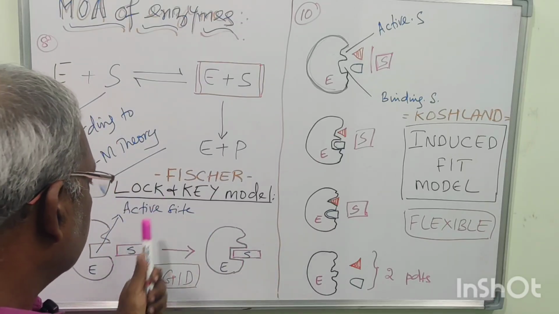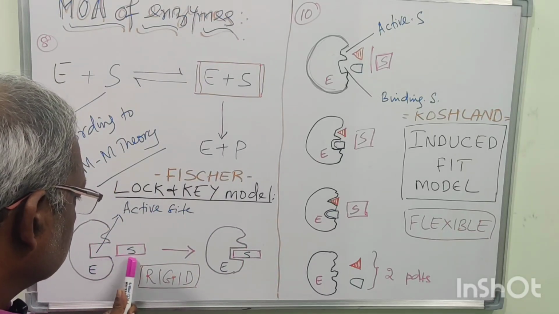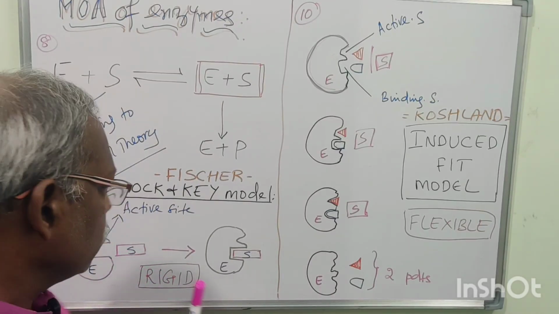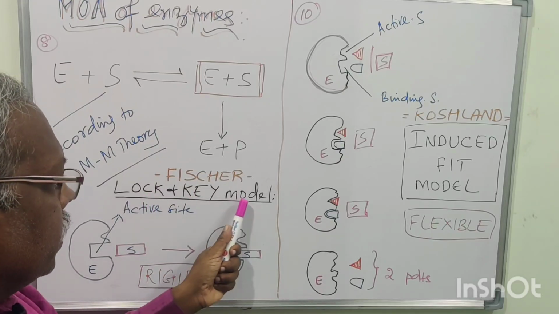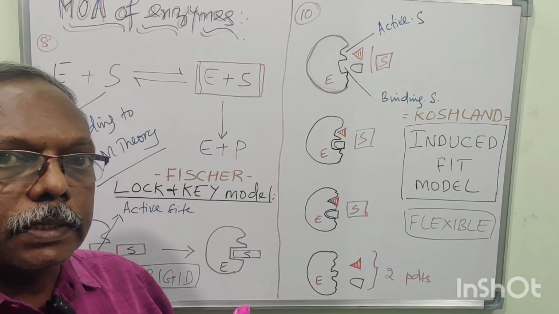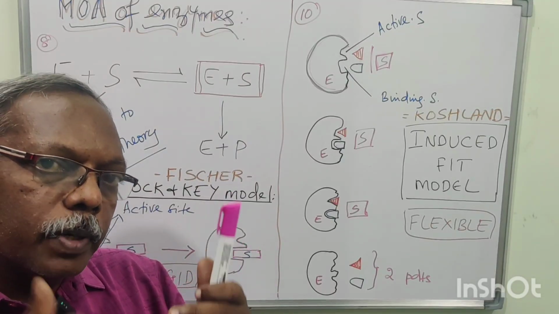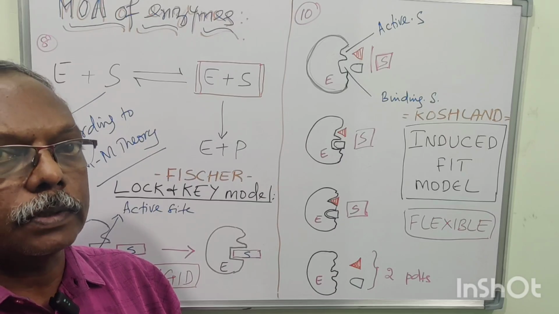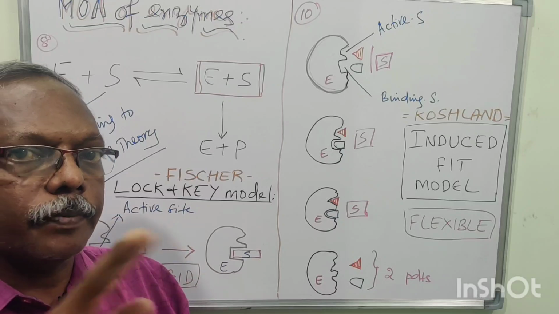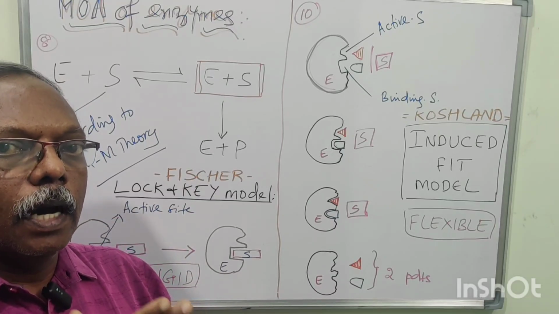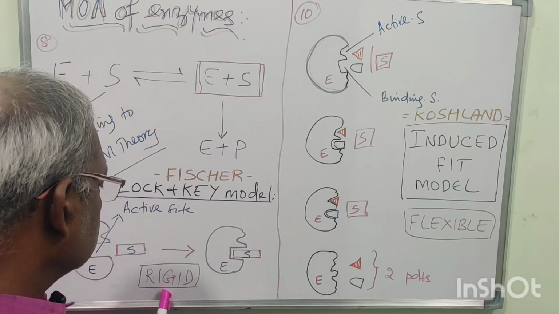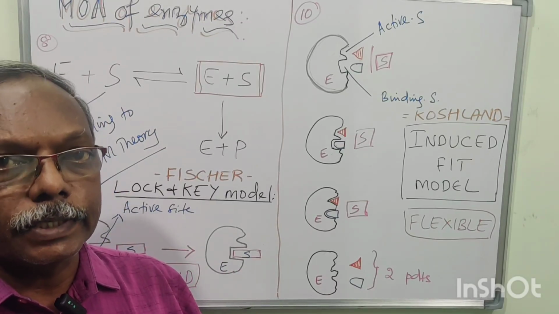Here, this is an enzyme with the active site. This is the substrate which is ready to bind to the active site. In the lock and key model, which was proposed by Fischer, the enzyme active site is ready to accept the substrate which is complementary to the shape of the active site. Suppose the active site shape is oval and the substrate is oval, then definitely they will attach. Otherwise, if the shape is different, it won't allow the reaction, because the active site structure is rigid.